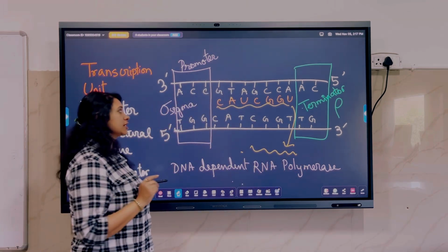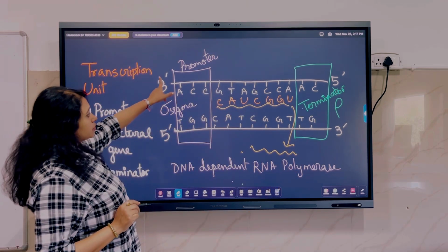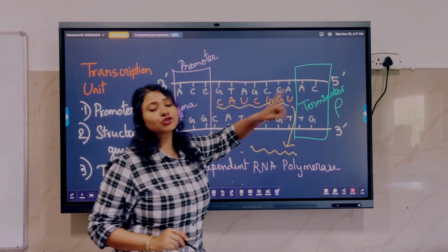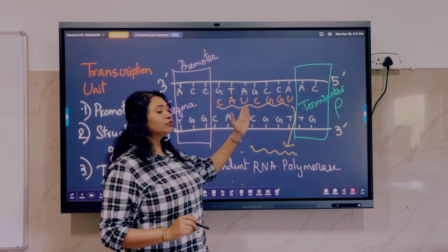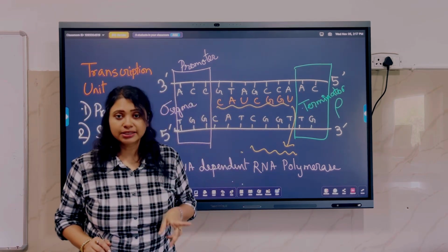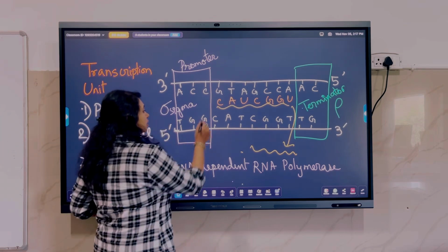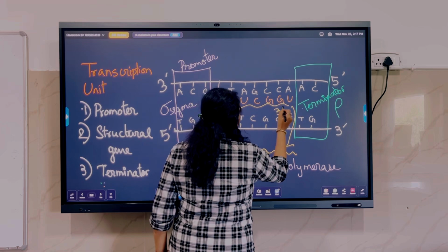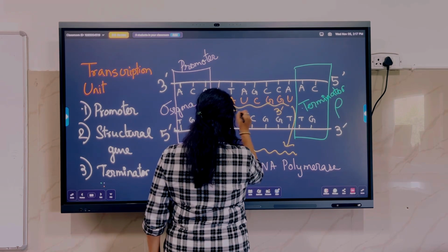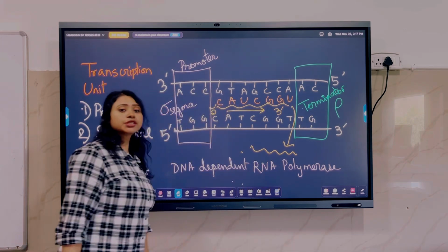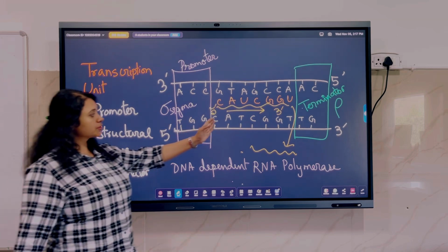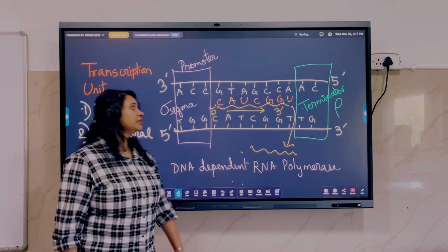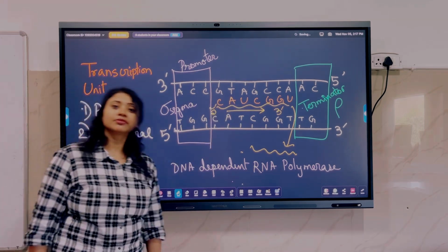Now we have to understand one thing. I have written here 3' to 5'. So obviously the RNA molecule which is produced is in the opposite direction. Just like replication, it is always 5' to 3' direction. The RNA strand which is produced is again produced in 5' to 3' direction. Thank you.